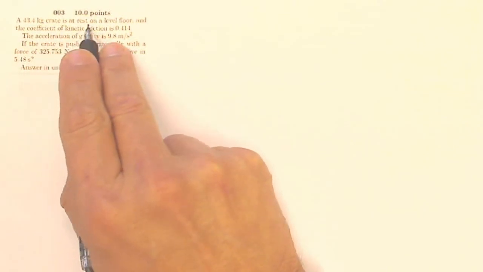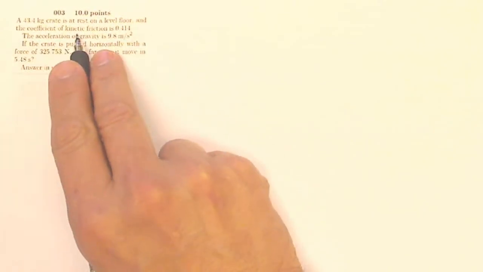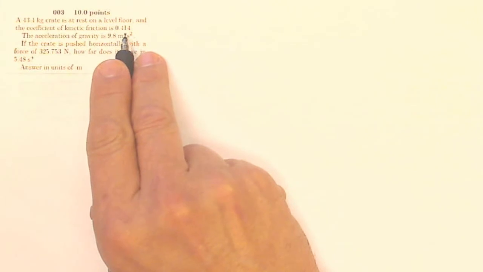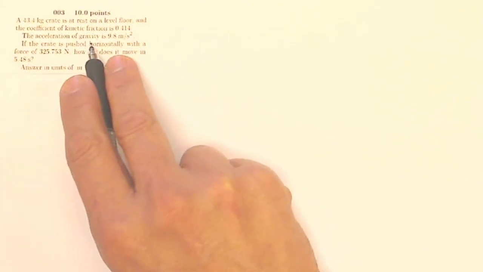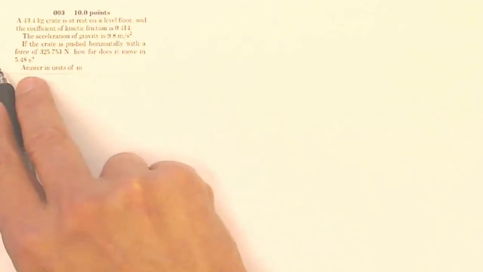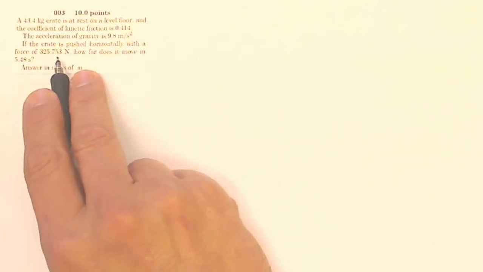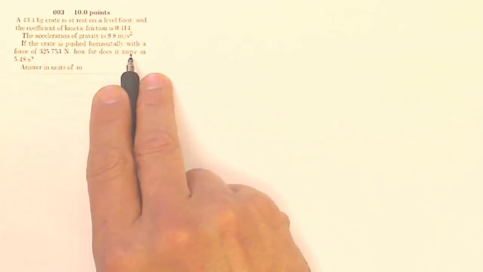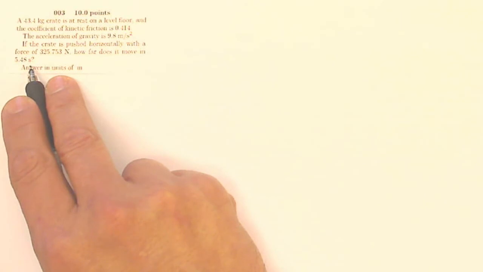This is AP Physics, homework 3.2, question number 3. A 43.4 kilogram crate is at rest on a level floor and the coefficient of kinetic friction is 0.414. The acceleration of gravity is 9.8 meters per second squared. If the crate is pushed horizontally with a force of 325.753 newtons, how far does it move in 5.48 seconds?